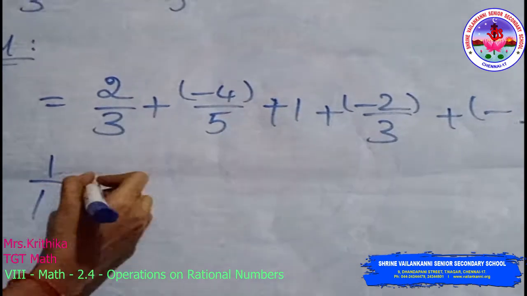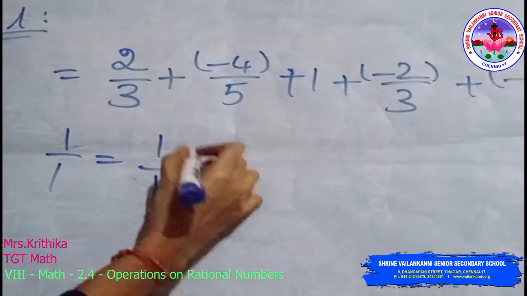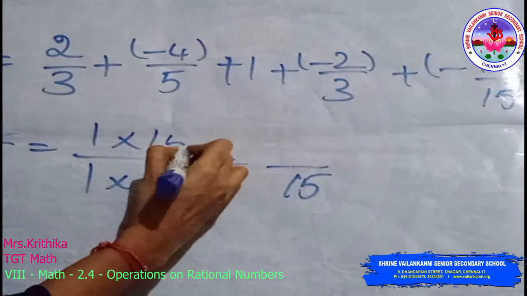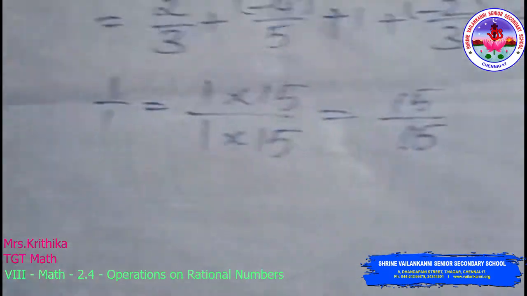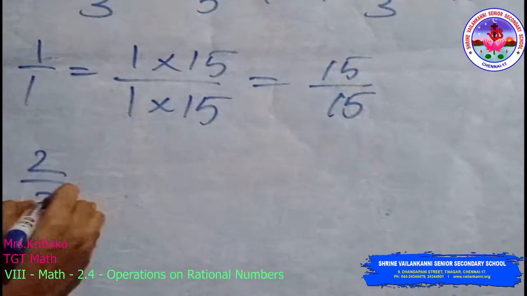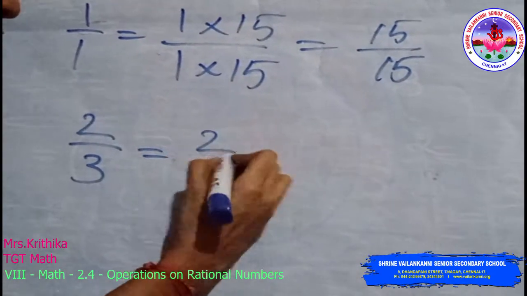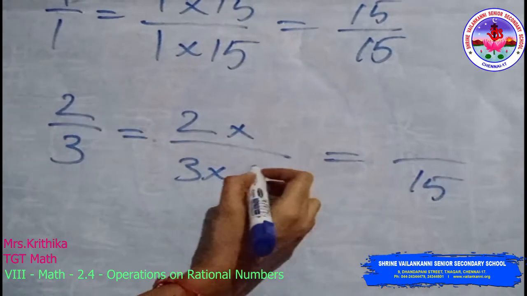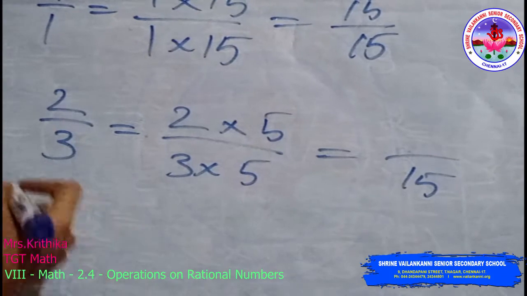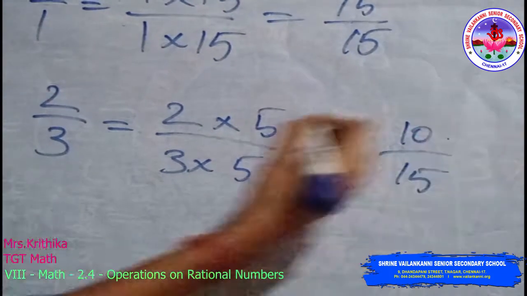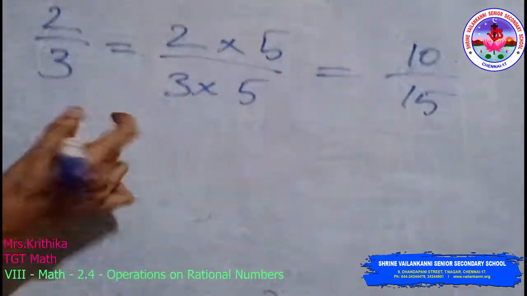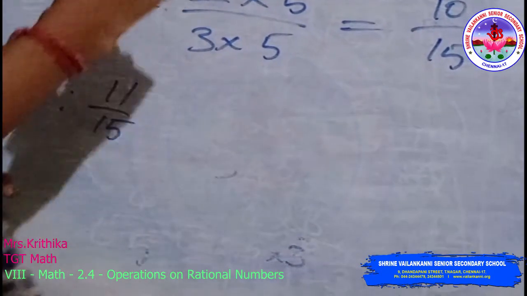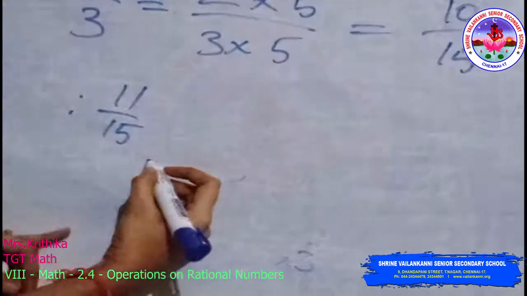Next, 1 by 1 is equal to something by 15. In the 1 table, 15 times. The answer is 15 by 15. The next value is 2 by 3, equal to something by 15. 5 times. Multiply 5 with numerator and denominator: 10. Here 11 by 15 already has the same denominator. So you can substitute the values into the addition form.